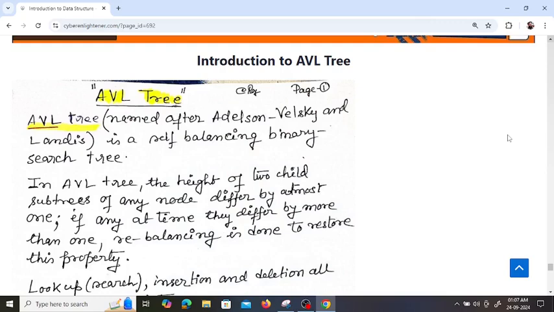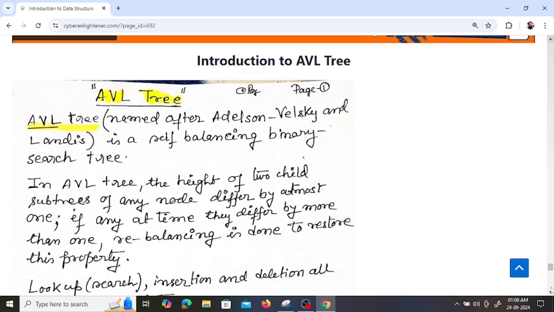Today we are going to discuss an introduction to the AVL tree. So the AVL tree is a special kind of binary search tree. It is named after Adelson-Velsky and Landis. These two scientists developed this AVL tree, and based on their names, the nomenclature became AVL tree.